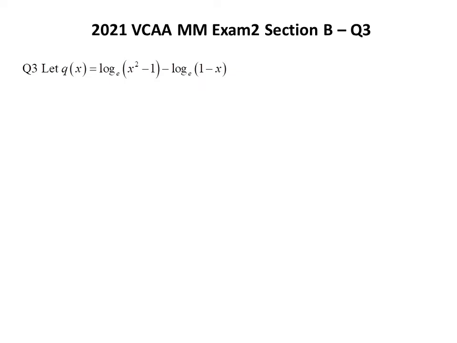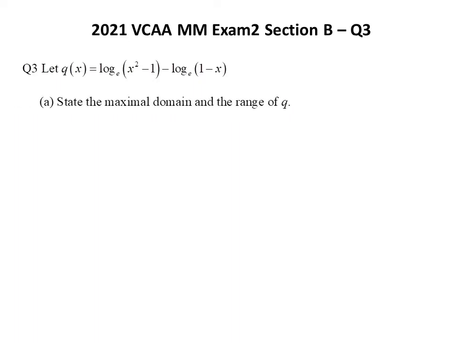Welcome to this VCAA exam paper series. This is section B of 2021 exam 2 paper. There are total 5 extended response questions in section B. In this video, I will present you the third extended response question here. In this question, function q of x equals logarithm base e of (x squared minus 1) minus logarithm base e of (1 minus x).